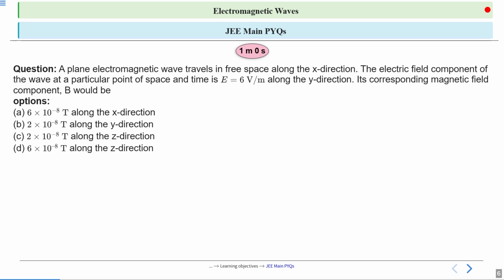E is given, the direction of propagation is given, and the direction of electric field is given. So you have to find the magnetic field. Okay, so B would be, options are 6 into 10 to the power -8 Tesla along x direction, 2 into 10 to the power -8 Tesla along the y direction, 2 into 10 to the power -8 Tesla along the z direction, and 6 into 10 to the power -8 Tesla along the z direction. So I will give you some time to solve it.